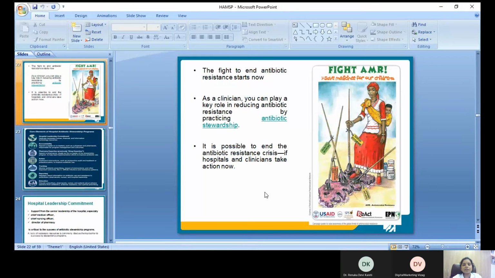So the fight to end resistance starts now. As a clinician, you can play a key role in reducing the antibiotic resistance pattern by strictly following the antimicrobial stewardship program. It is possible to end the antibiotic resistance crisis if hospitals and clinicians take an active role in this.